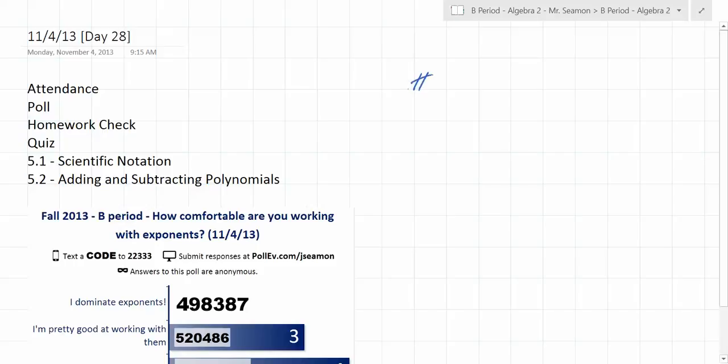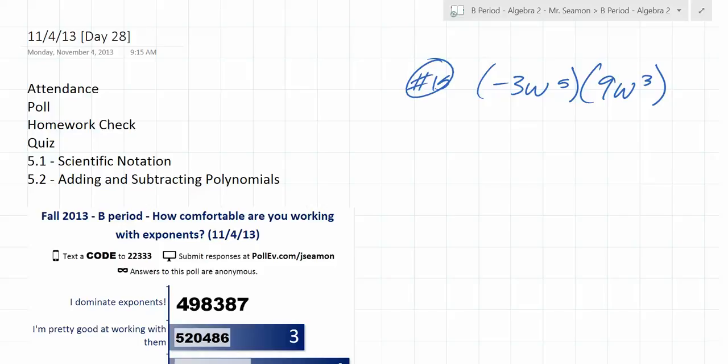Okay, we'll just try 15 to start with. Is it a simplification? Yes, it's negative 3w to the 5th times 9w to the 3rd. So what can you multiply the negative 3 by? The 9. What's negative 3 times 9? Negative 27. So we have negative 27.